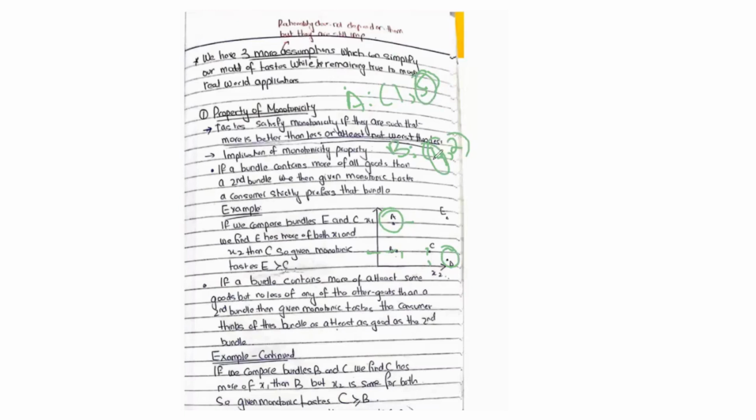Monotonicity tells us it could be that one has more of both. So in that case, that bundle is strictly better than the other bundle. One has more of some, but the same amount of other. It doesn't have less of any of the other goods. In that case, we can relate them using at least as good as. But here the problem is that A has more of x2, but B has more of x1. So no bundle has clearly more. So we cannot use the monotonicity assumption to relate them.